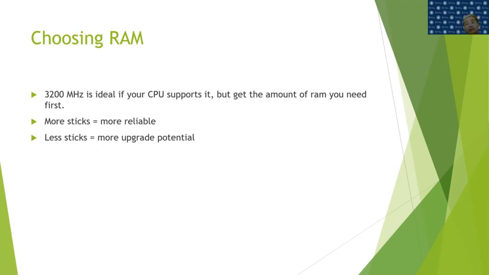And if you buy fewer sticks, the benefit is that you get more upgrade potential should you want to replace your RAM or increase its capacity. If your motherboard has 4 slots and you buy 4 sticks of RAM, the next time you want to upgrade your RAM, you're going to have to take some RAM sticks out and leave some unused. But if you only have 2 sticks of RAM, then you can simply buy another 2 sticks of RAM and not touch the existing memory.